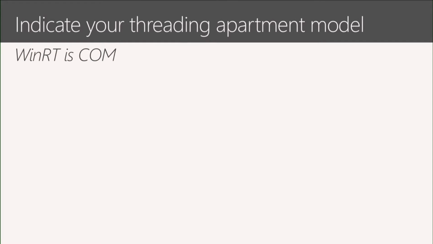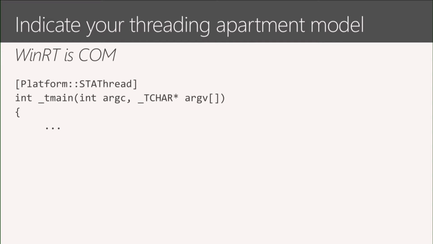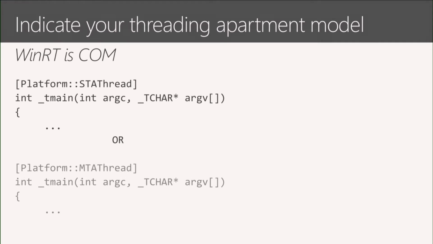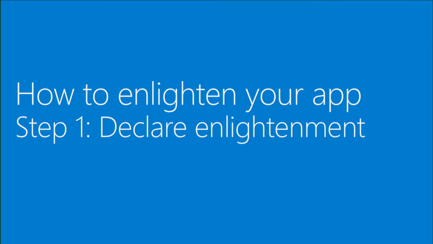Public service announcement. WinRT is COM. So if you're not familiar with COM programming, you will have to decorate your main function with what your threading model is, either single-threaded or multi-threaded. OK, preliminaries out of the way. How do we enlighten the app?